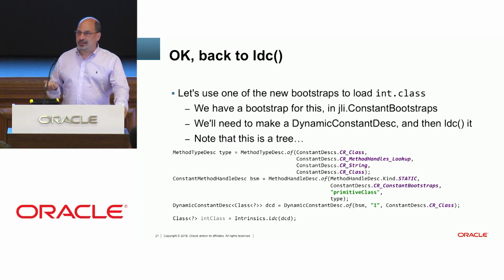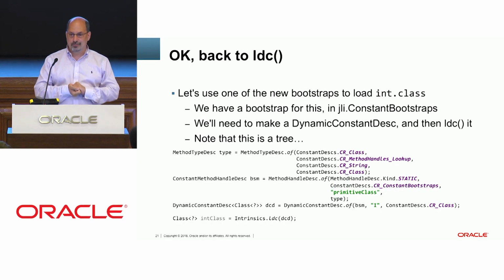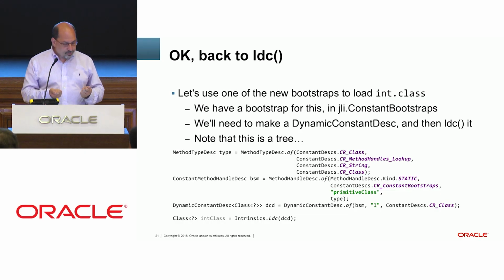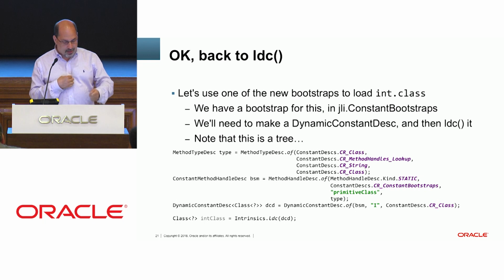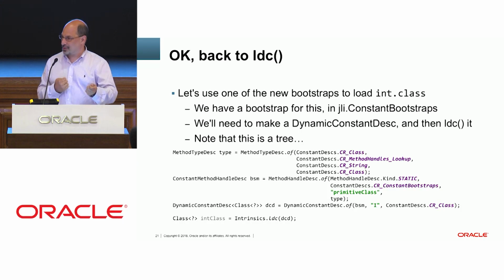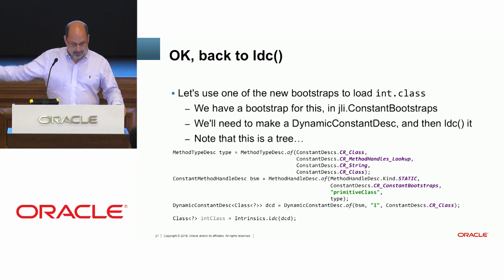So Dan showed you an example of using the new primitive class bootstrap. So let's look at an example of the same thing. Let's use this to load int.class as a constant. So we have the bootstrap, ConstantBootstraps.primitiveClass. We need to make a dynamic constant descriptor to describe that, and then pass it to ldc. So, well, first in order to make a dynamic constant descriptor, we have to have a method handle descriptor. In order to make a method handle descriptor, we have to make a method type descriptor. So, okay, we do that. We make a method type descriptor of something that returns Class and takes the usual three arguments: Lookup, String, and Class.